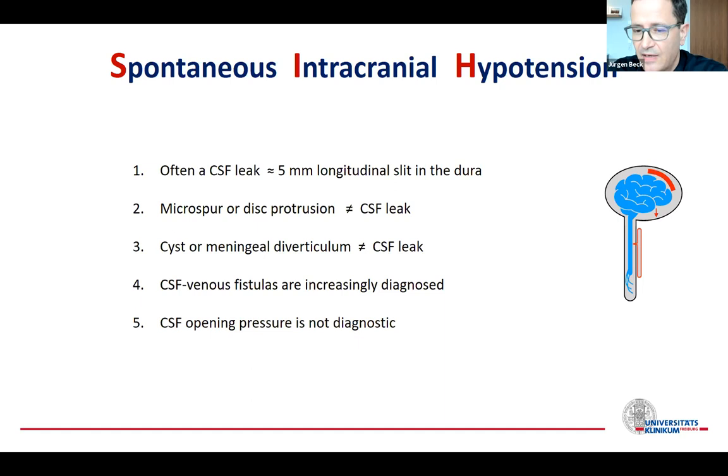So we need dynamic imaging. And the same goes for the cysts or diverticula, I call them cysts, spinal meningeal cysts, are not the proof and are not equivalent with the leak. You need to find the leaking cyst. CSF venous fistulas are really increasingly diagnosed. The groups in North America and Canada, I think they've shown us how to do it. Now we manage to find these leaks too, and we really diagnose them more and more often. And I'm pretty curious how this will evolve.